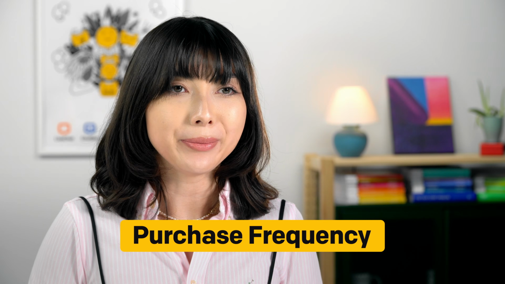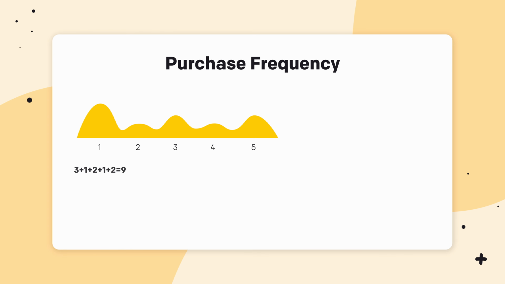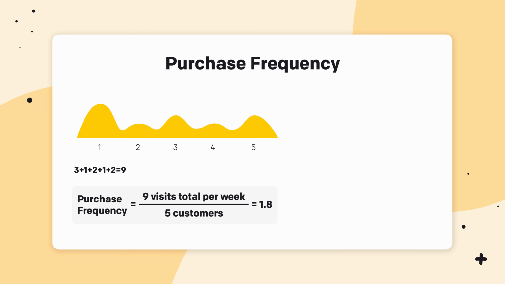Let's move on to the next section of our example, purchase frequency. Here in our example, purchase frequency within a week means purchase cycle. The first customer visited the perfume store 3 times during 1 week. The second once, the third twice, the fourth once, and the last one twice. This gives us 9 visits total per week, divided by 5 customers, resulting in the purchase frequency of 1.8.